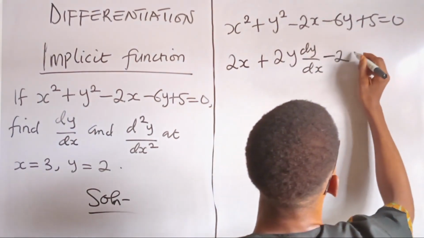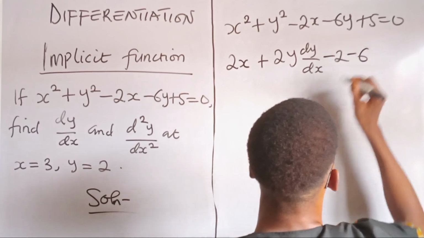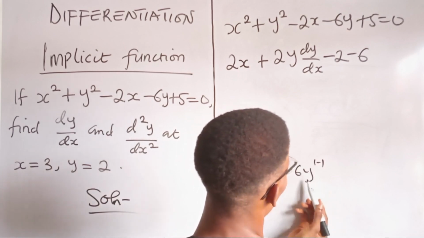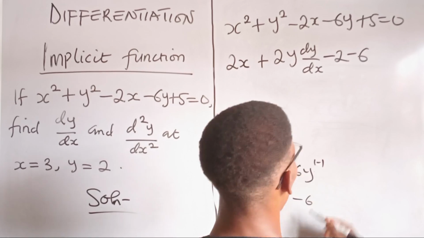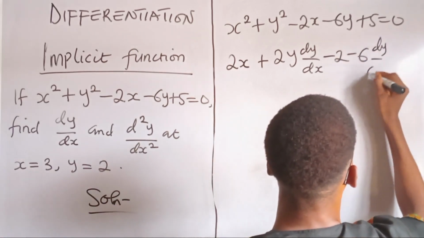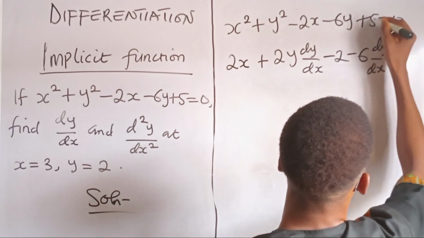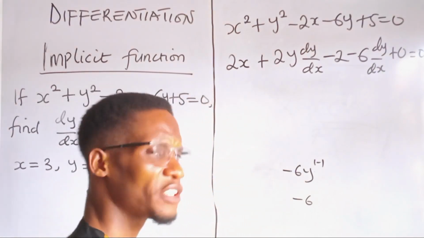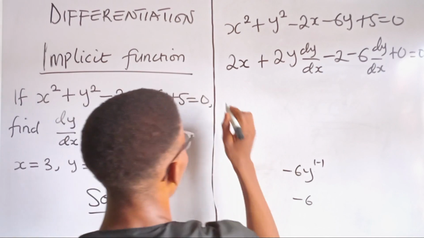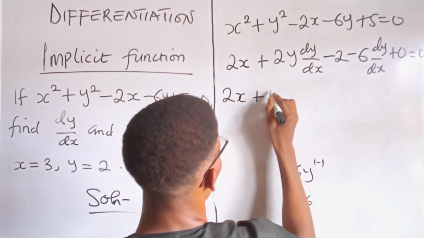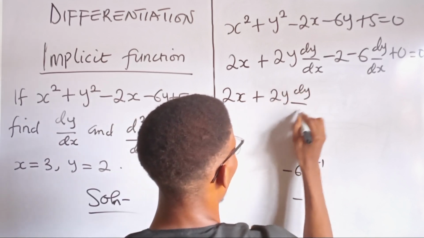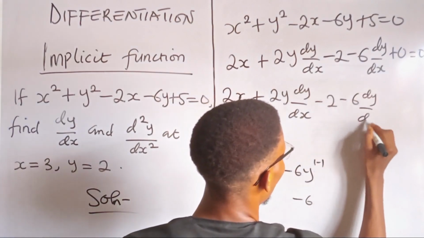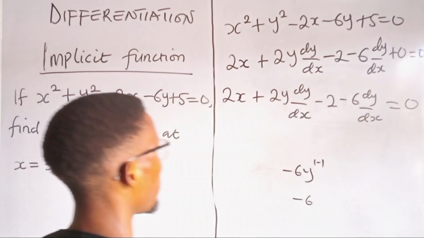Then we come to minus 6y, so we have minus 6 dy over dx, and this is y and not x. Then plus 5 is a constant, and when you differentiate a constant, it's 0. Next, you have 2x plus 2y dy over dx minus 2 minus 6 dy over dx equals 0.